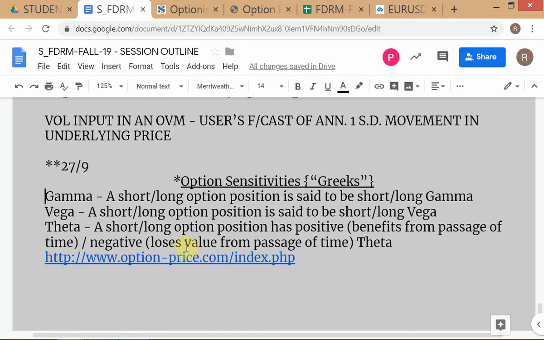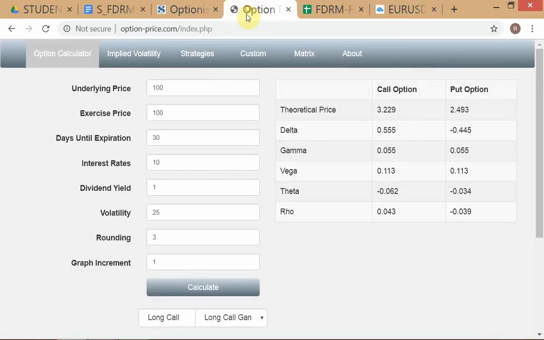If you look at the long positions first, the long position will have long gamma, long vega, and negative theta. On the contrary, a short position will have positive theta, but it will be short vega and short gamma as well. What that means is when you're running a short position in options, you're exposed to dramatic movement in the underlying price as well as the vols.